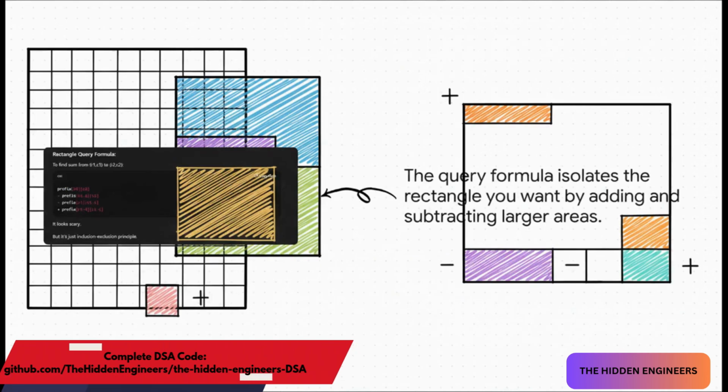This formula might look like a beast, but it's just our cake analogy with more dimensions. To get the sum of the little rectangle you want, you take the big pre-calculated rectangle that goes all the way to its bottom right corner. Then you subtract the 2 big chunks you don't want, the area above it and the area to its left. But just like before, you've now subtracted their overlapping corner twice, so you just have to add that little corner back in once. It's just a few simple additions and subtractions to perfectly carve out the exact area you need.